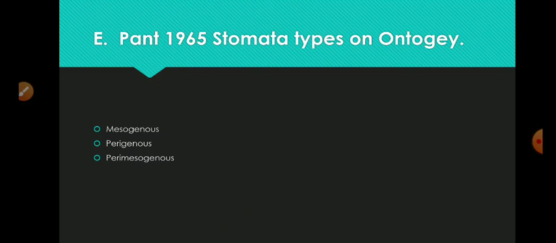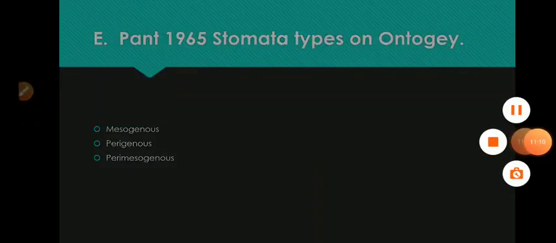Now, next we will discuss the stomata types and ontogeny given by Dr. Pant, a well renowned scientist, plant botanist. So we will discuss it in the next video. These are mesogenous, perigenous and mesoperigenous. So we will deal with the entire process of ontogeny in the next video. Thank you so much.